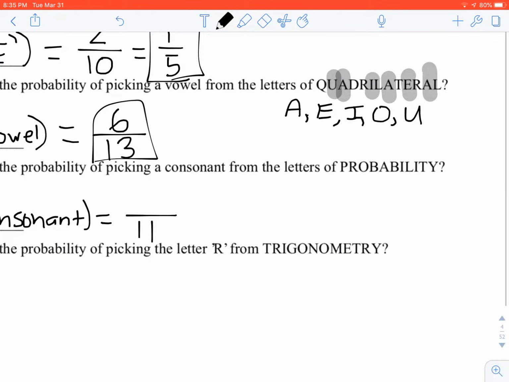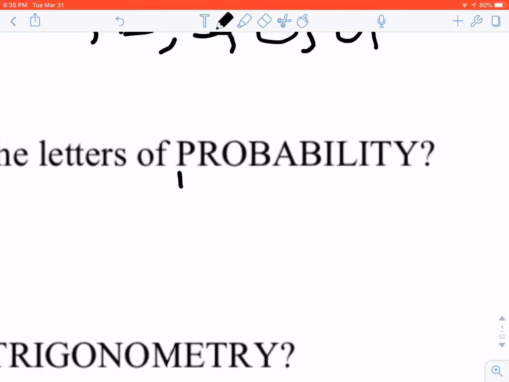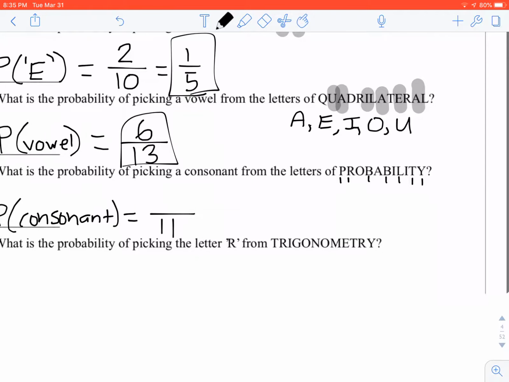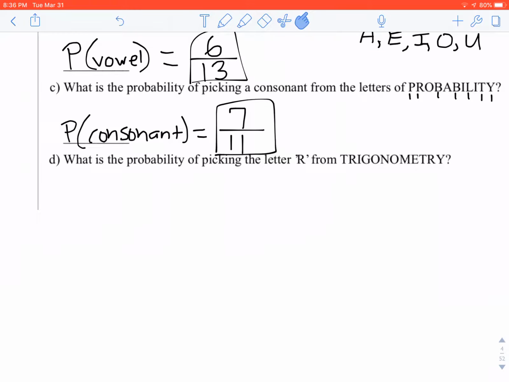And let's count out how many consonants there are. Okay, so it's anything that's not a vowel. So we have 1, 2, 3, 4, 5, 6, 7. So there are 7 letters that are not vowels. So there's a 7 out of 11 chance that someone's going to pick a consonant from the word probability. Okay. All right, letter D.